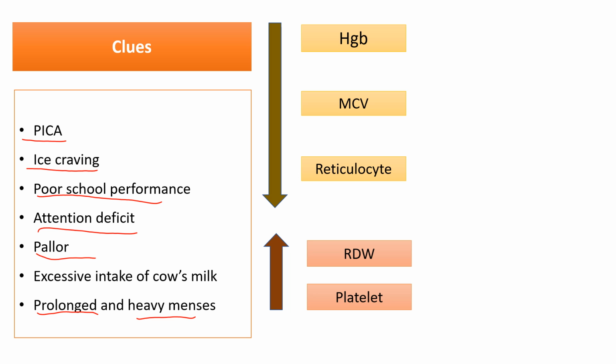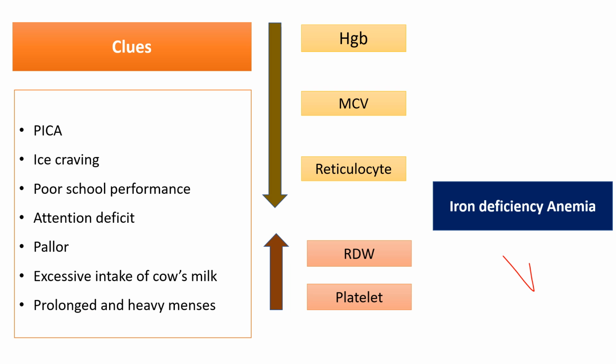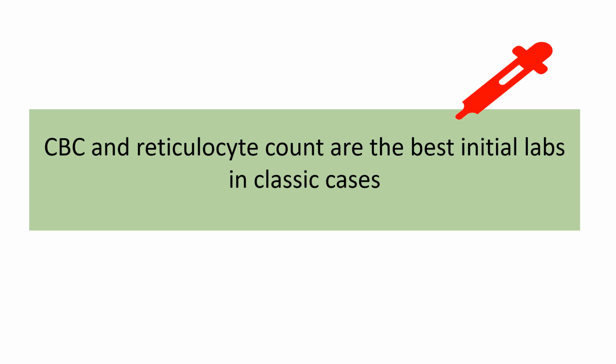You found that the hemoglobin is low, MCV or mean corpuscular volume is low, and reticulocyte count is low, and the RDW is elevated and the platelet is elevated. What is the most likely diagnosis? This is a classic presentation of iron deficiency anemia. The best initial test to order for any child with suspected anemia: CBC and reticulocyte count.